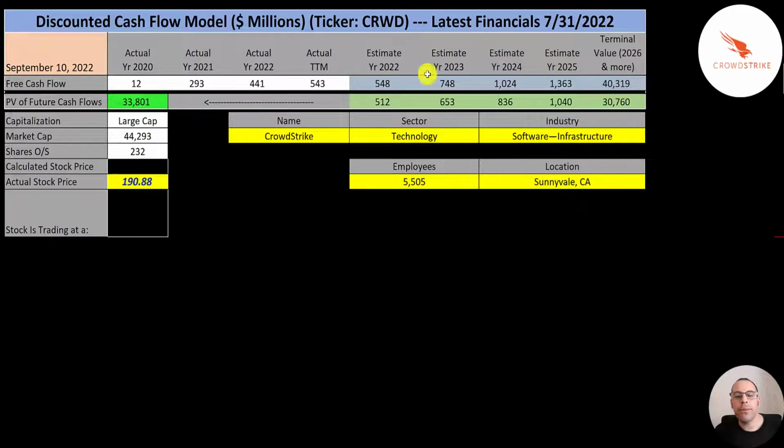We estimated 4 years of future free cash flows. We also estimated a terminal value, which is all cash flows past year 4, that's 40 billion. We discounted those numbers back to today using the weighted average cost of capital. We get a value of the company of $34 billion. We divide that by 232 million shares, and we get a calculated stock price of 146. They're trading at 191, so they're trading at a 31% premium. It's a sell according to the model.